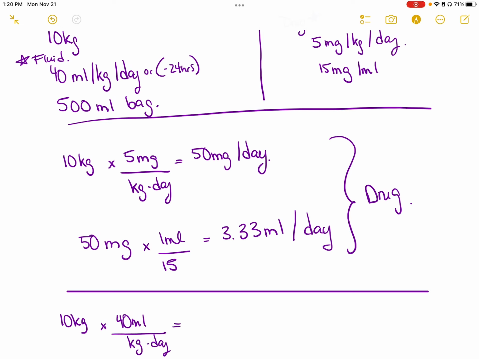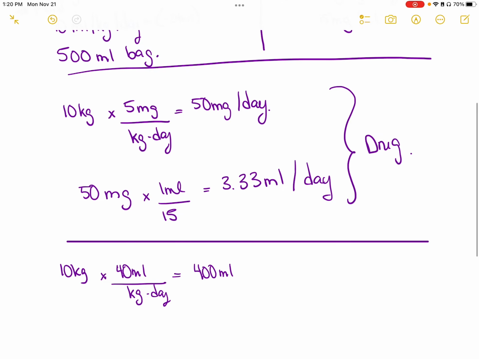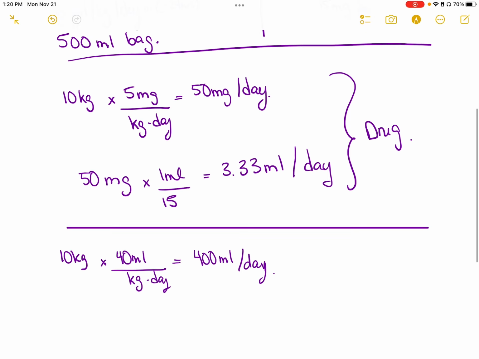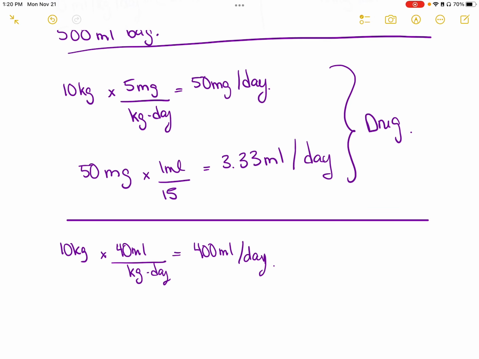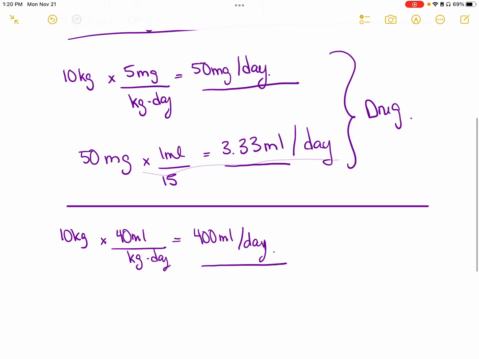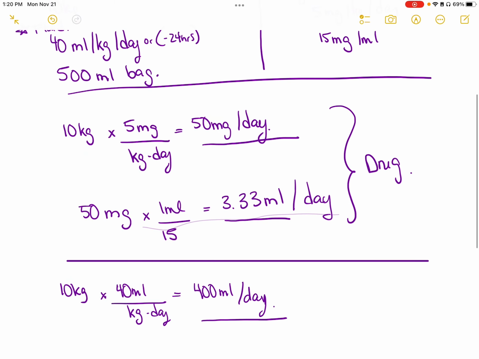All right, so next, let's do our fluids. So we have a 10 kilogram patient, and we're going to give it 40 mLs per kilogram per day. So this is 400 mLs in a day. Okay, so here we have 50 milligrams or 3.3 mLs in a day, and we have the fluid volume of 400 mLs in a day.